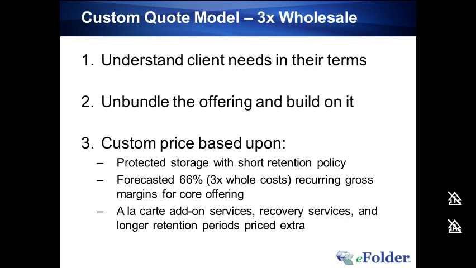The last model is taking a forecast of what you think your costs are going to be on a wholesale basis and simply trebling them. By taking your wholesale costs from eFolder, that's going to be all of your costs for the AppAssure software and for that cloud storage attached to that target core, and forecasting what that cost is going to be on a client-by-client basis and simply tripling that, which will get you a target gross margin at the beginning of at least 66% on a monthly recurring basis.